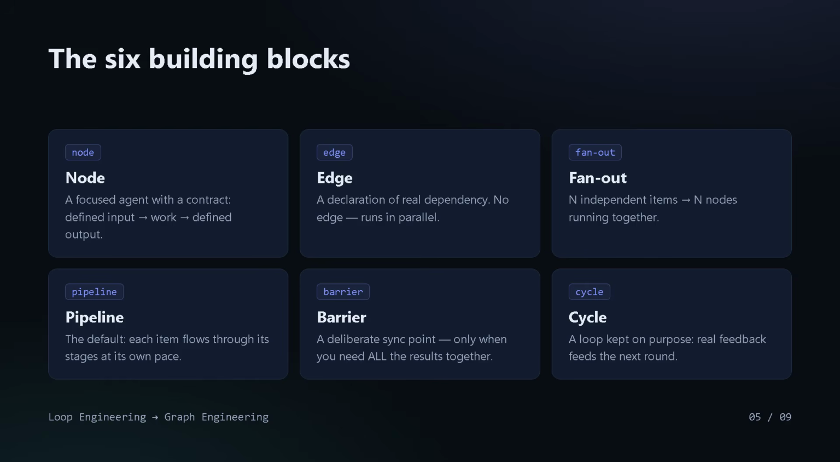Six building blocks. A node: a focused agent with an input-output contract. An edge: a declaration of real dependency. Fan-out: independent items running as parallel nodes. Pipeline, the default: each item flows at its own pace, with no needless waiting. A barrier: a deliberate sync point, only when you need all the results together. And a cycle: a loop kept on purpose, because there is real feedback between rounds.